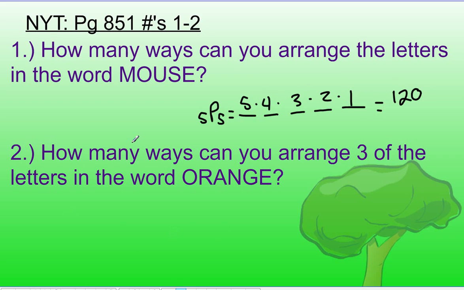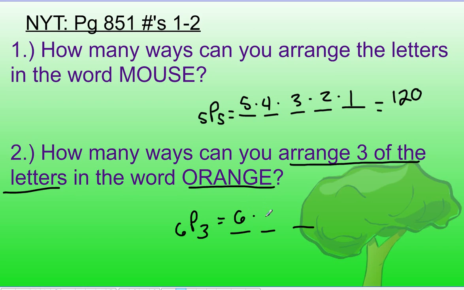Now, letter 2, there are 6 letters in the word orange, and you're picking 3 of them. You're arranging 3 of the letters of the word orange. So since you're only using 3 letters, 3 blanks, for your first letter you have 6 options because you haven't picked anything yet. Then you pick a letter, now there's 5 options. You pick a letter, now there's 4 options. And that also gives you an answer of 120.